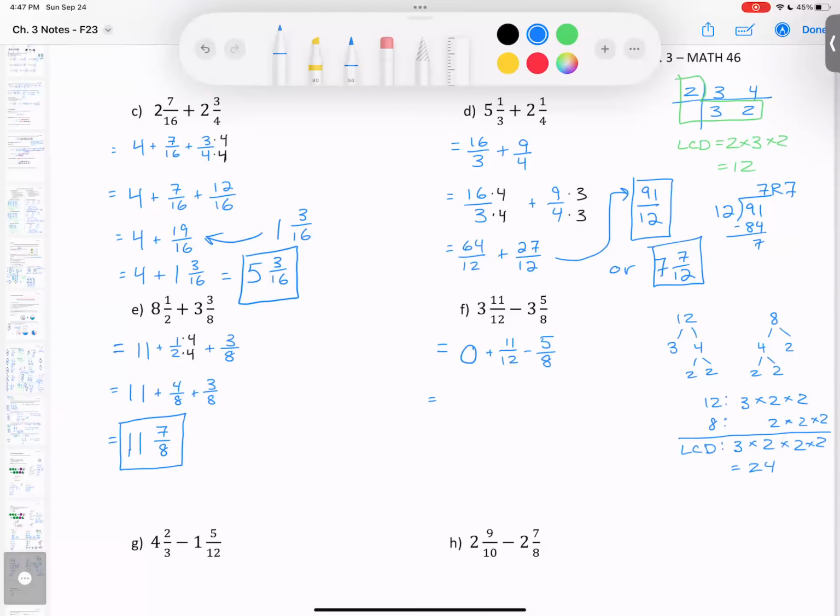So I've got my 11 over 12. I can just get rid of the 0. I want that to be over 24, which means I'm multiplying it by 2. And then I've got minus 5 over 8. To make that something over 24, we're multiplying by 3. So we end up with 22 over 24 minus 15 over 24. And that gives me 7 over 24.